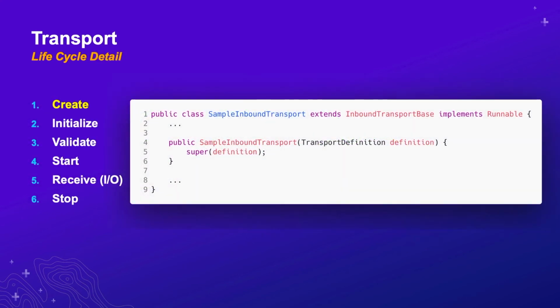Now we are going to look at the lifecycle in more detail from a code standpoint. First, we have the creation stage. It is important to extend the base class, in this case the inbound transport base, since we are working with an inbound transport. This gives you functionality out of the box that you normally would have to write yourself but is already provided. The transport service will instantiate this implementation class, passing it a reference to the transport definition. This definition is then used as a parameter for the base class constructor.